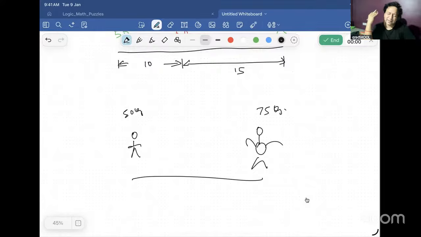Now tell me, even if you don't know mathematics or physics or anything, just by simple logic, if I want to balance them and shift the fulcrum, you know, the thing under the seesaw, which child will I keep it near, the 75 kilogram one or the 50 kilogram one?